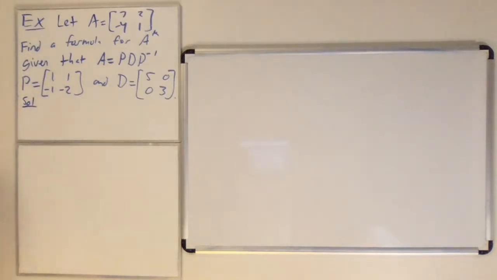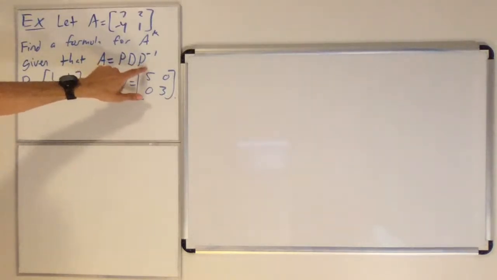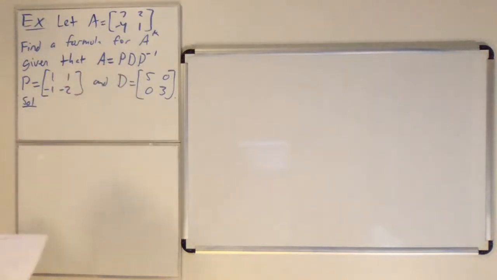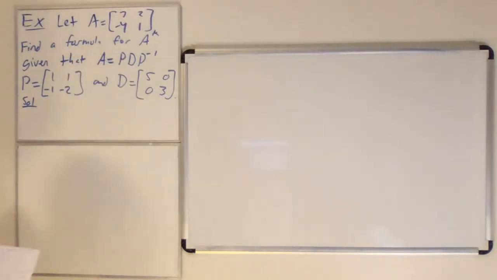I guess first what we should do is find P inverse, right? Because that's going to be part of A. A is P, D, P inverse. And this was given to us. You could imagine that by the end of today's class, we'll have a way of figuring out what P and D would be without having it handed to us. But for now, we don't know those methods.